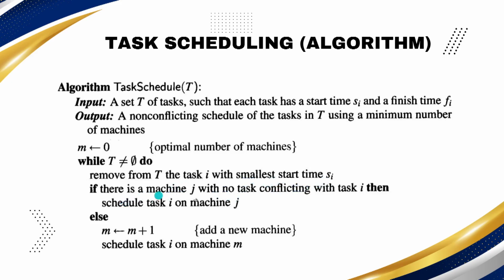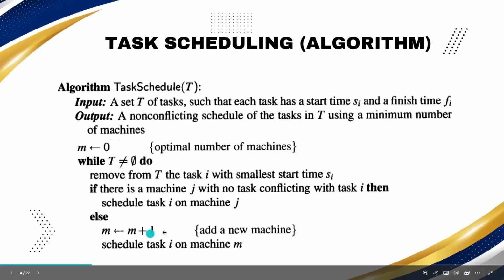And then we check if there is a machine J with no task conflicting with task I. So, we have to ensure that there is a machine and that machine is free by that time, and for that we verify whether there is no other task conflicting with the chosen task I. If so, we schedule the task I on the particular machine J. Otherwise, just because the task has to be completed before 1 p.m., we have to take up a new machine.